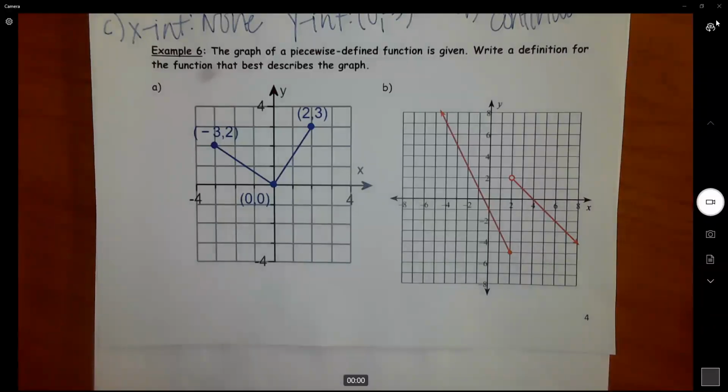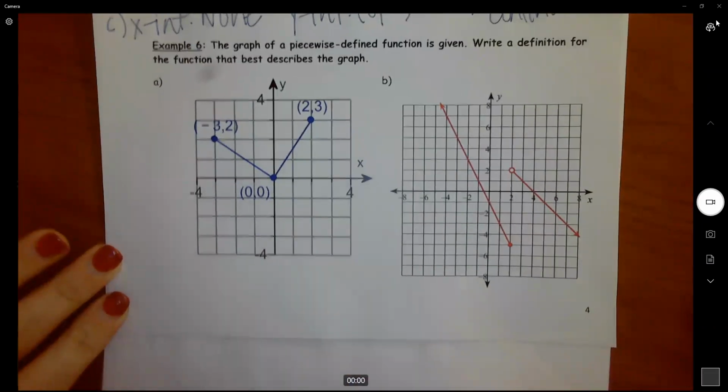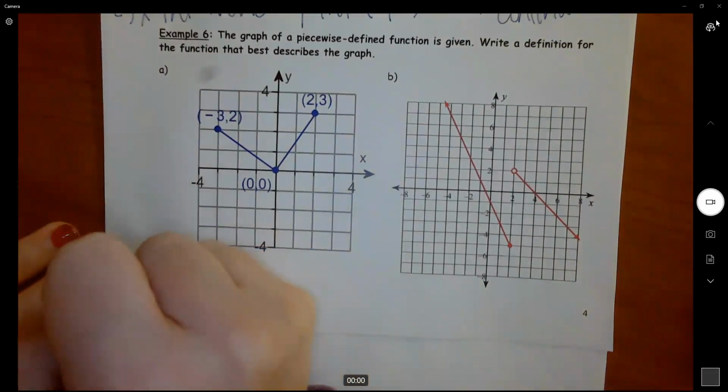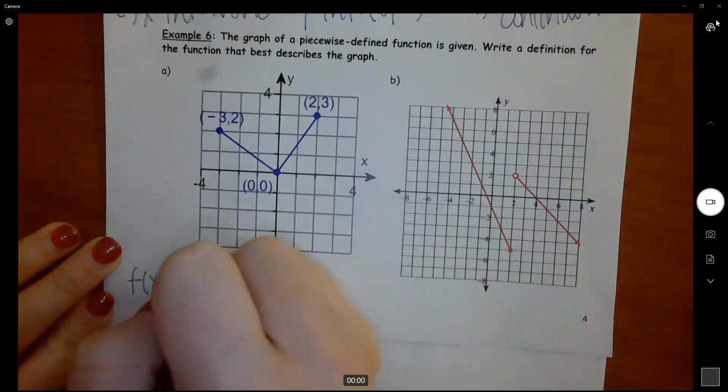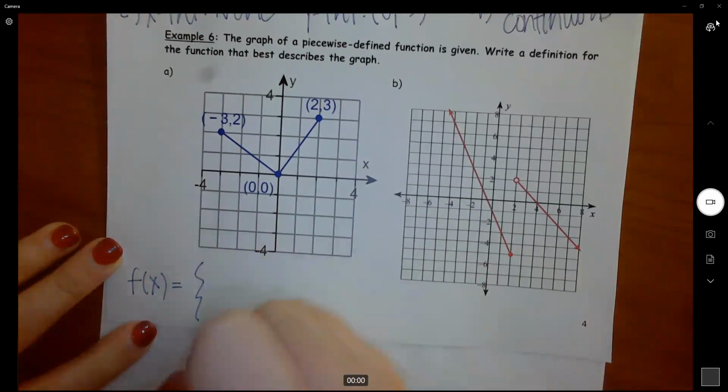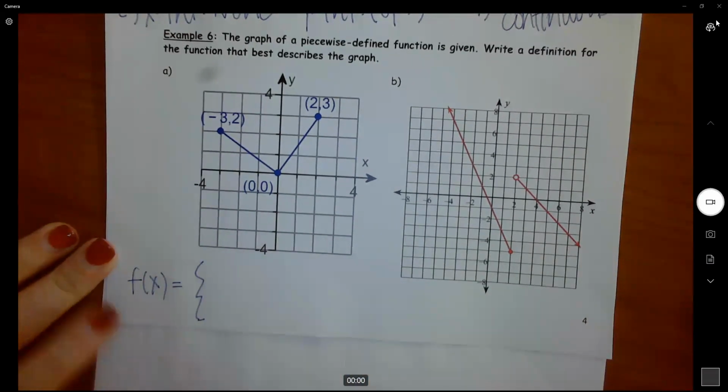In this video, we're going to take piecewise functions and write what their function is. So example 6 says the graph of a piecewise defined function is given. Write the definition for the function that best describes the graph. So I can see I have two equations. So I know I'm going to have two equations here.